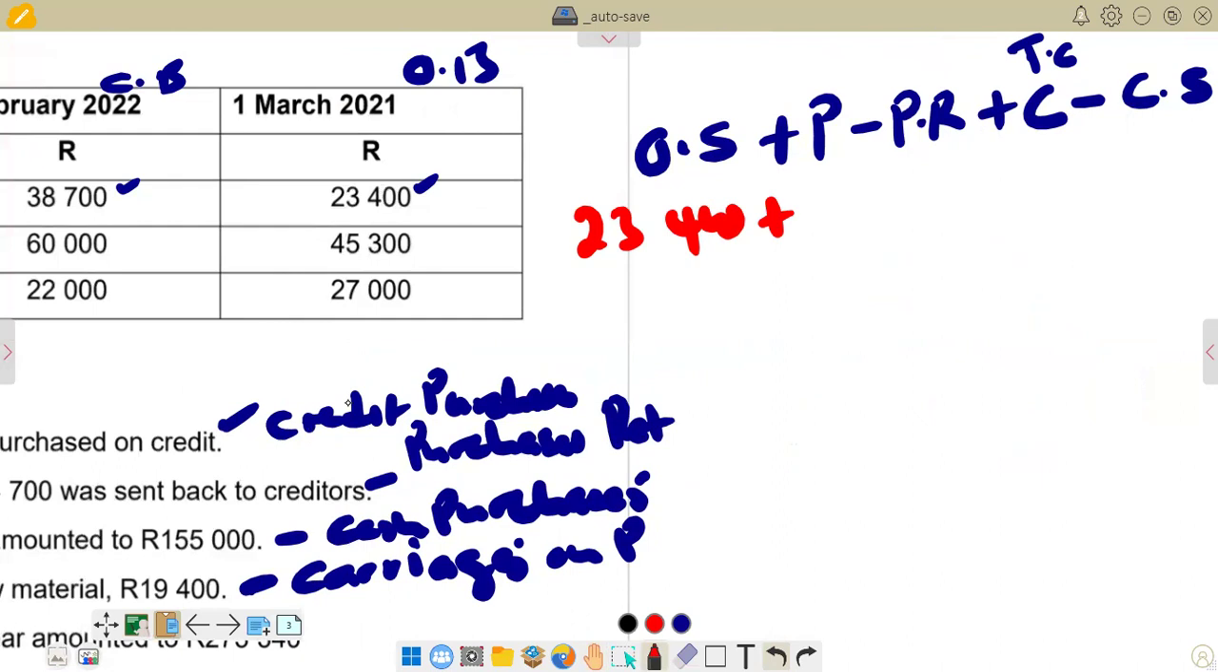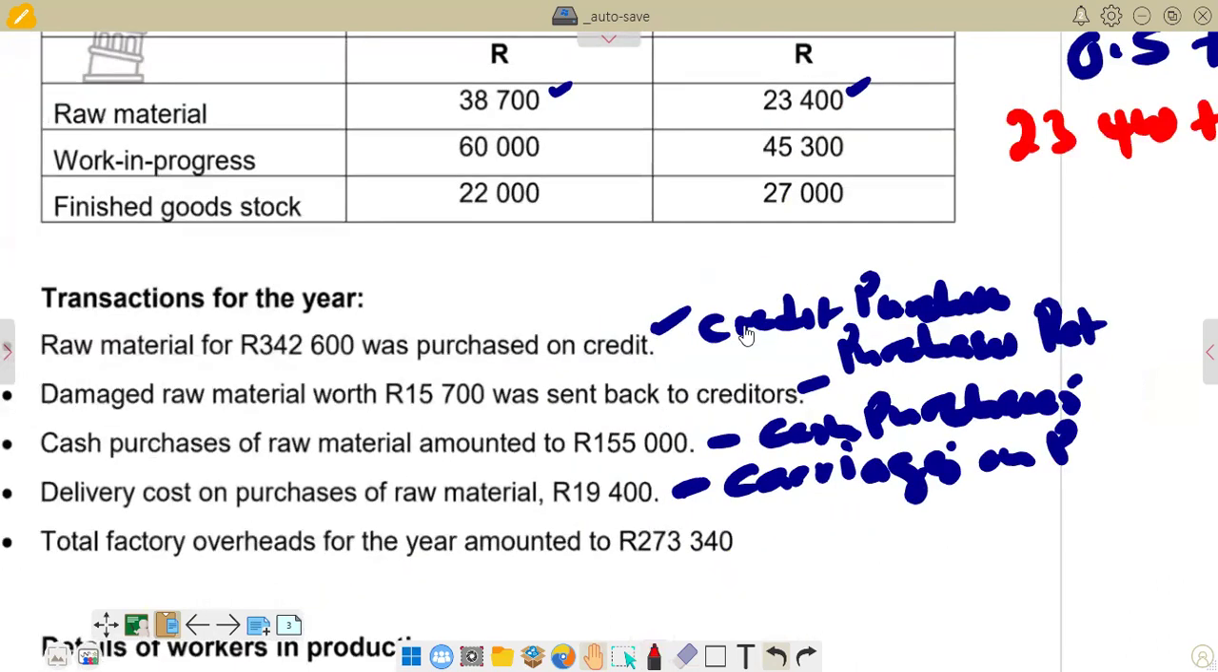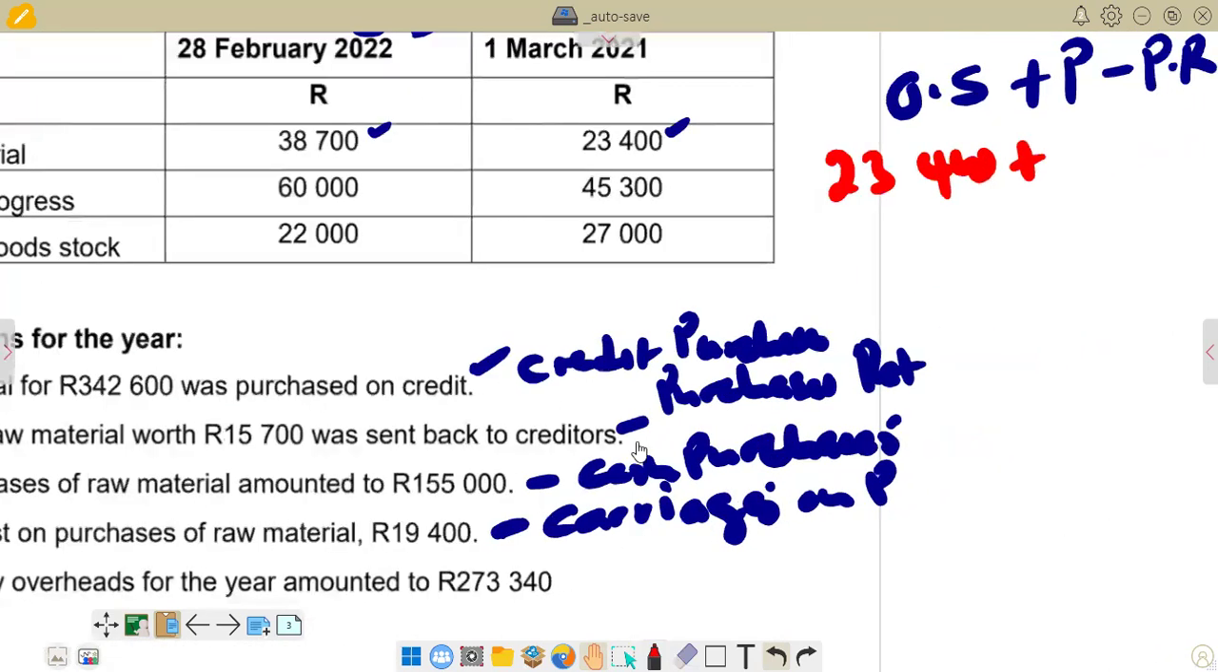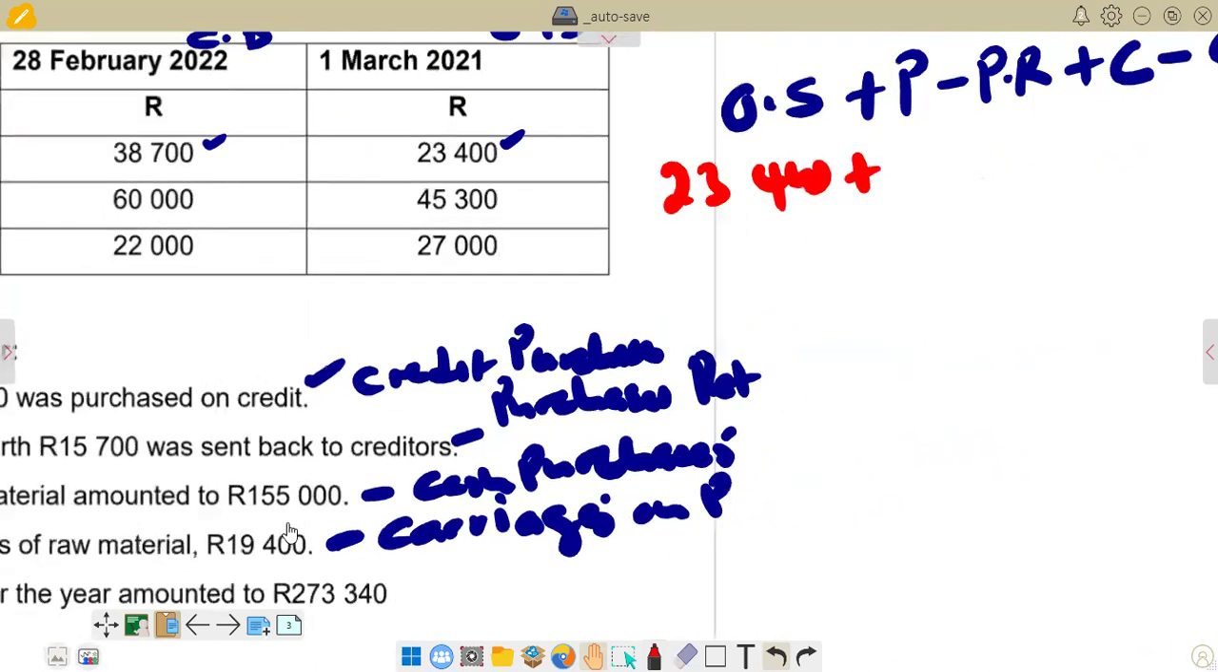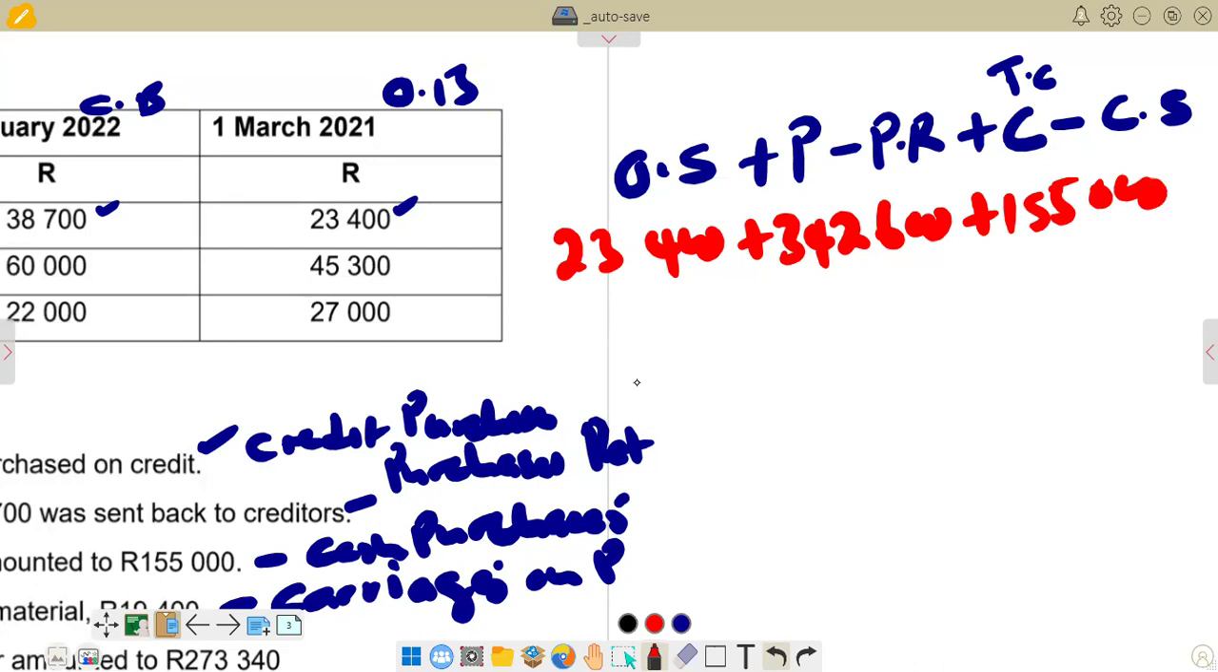Remember, we have got credit purchases and cash purchases. So it means we are going to add both of them to get our total purchases. So what we are saying is credit purchases, we are having it here is 342,600, and then cash purchases are 155,000. So we are going to add the two. 342,600 is our credit purchases. The cash purchases, remember we are having it here is 155,000. And then obviously now we have our purchases.